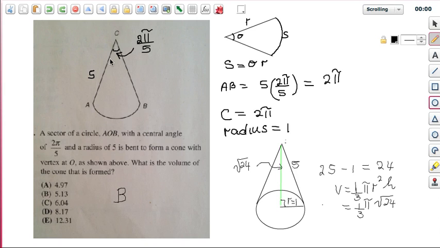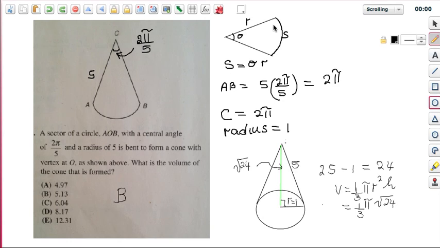So the radius was given, the sector of a circle AOB with the central angle of 2 pi over 5, and the radius is 5, is bent to form a cone with the vertex O. So it's shown here. They're asking for the volume, and the formula for the volume, which is actually given in the front page of your test, is 1/3 pi r squared h. So it looks like we need to figure out the height of the cone, and for us to figure out the height of the cone, we need this side as well. We already know the hypotenuse, which is 5.